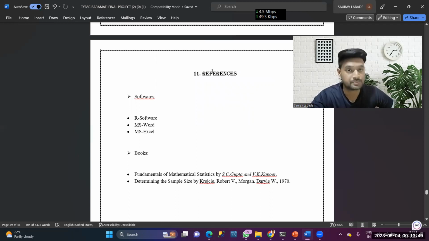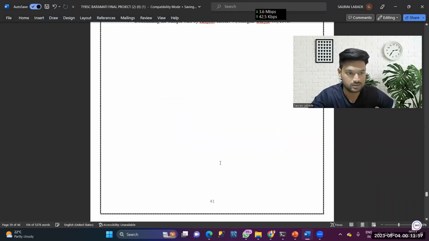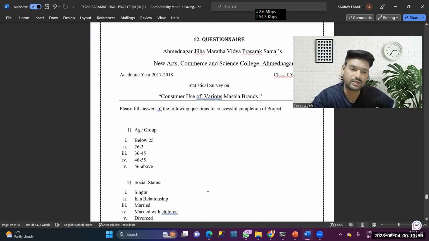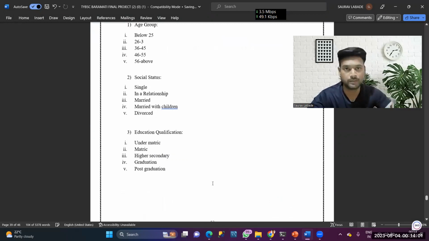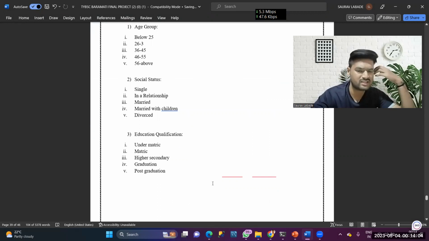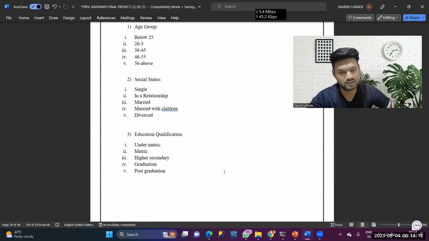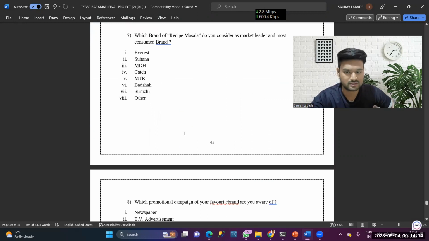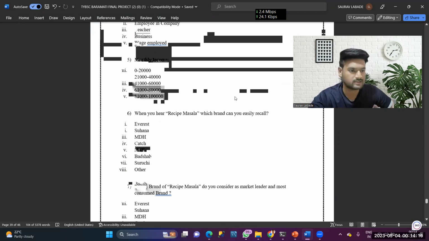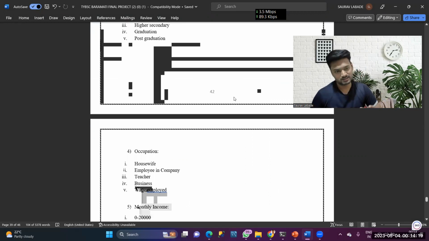References: whatever software we have used, whatever books we have used, those are all the references which you can give on this page. And you can include the questionnaire if you have the document. If you are not given the questionnaire, that is also okay. And the last will be a thank you page, after doing all the steps. Yeah, those are the basic, simple things you need to do.